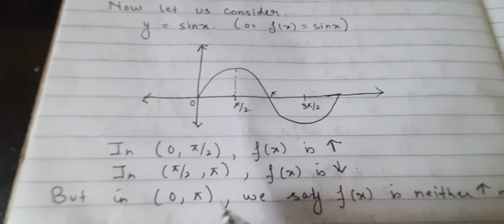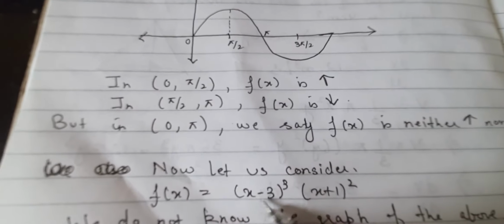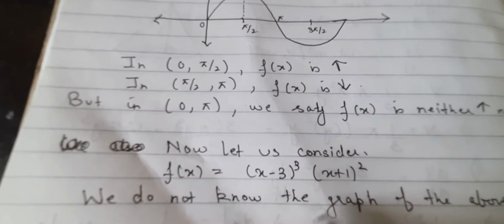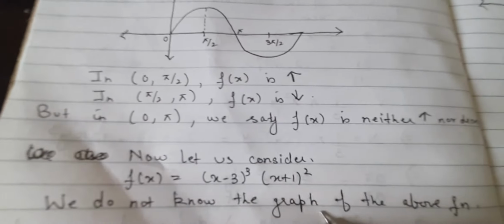So these were the cases where I know the graph of the function, like the graph of the sine function. But what about this function? f(x) = (x - 3)^3 (x + 1)^2. I do not know the graph of this function. So what are we going to do?